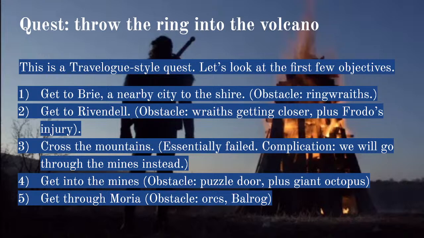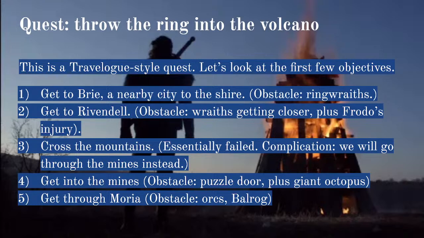Now, once they're in Bree, they have to get to Rivendell. The obstacles are, the wraiths are getting closer, of course, and Frodo gets this terrible injury from the ring wraith blade on Weathertop. As a result, he's now dying unless he gets to Rivendell fast enough, and he gets the special elvish medicine that Arwen tells us about, and now that's our new sub-objective.